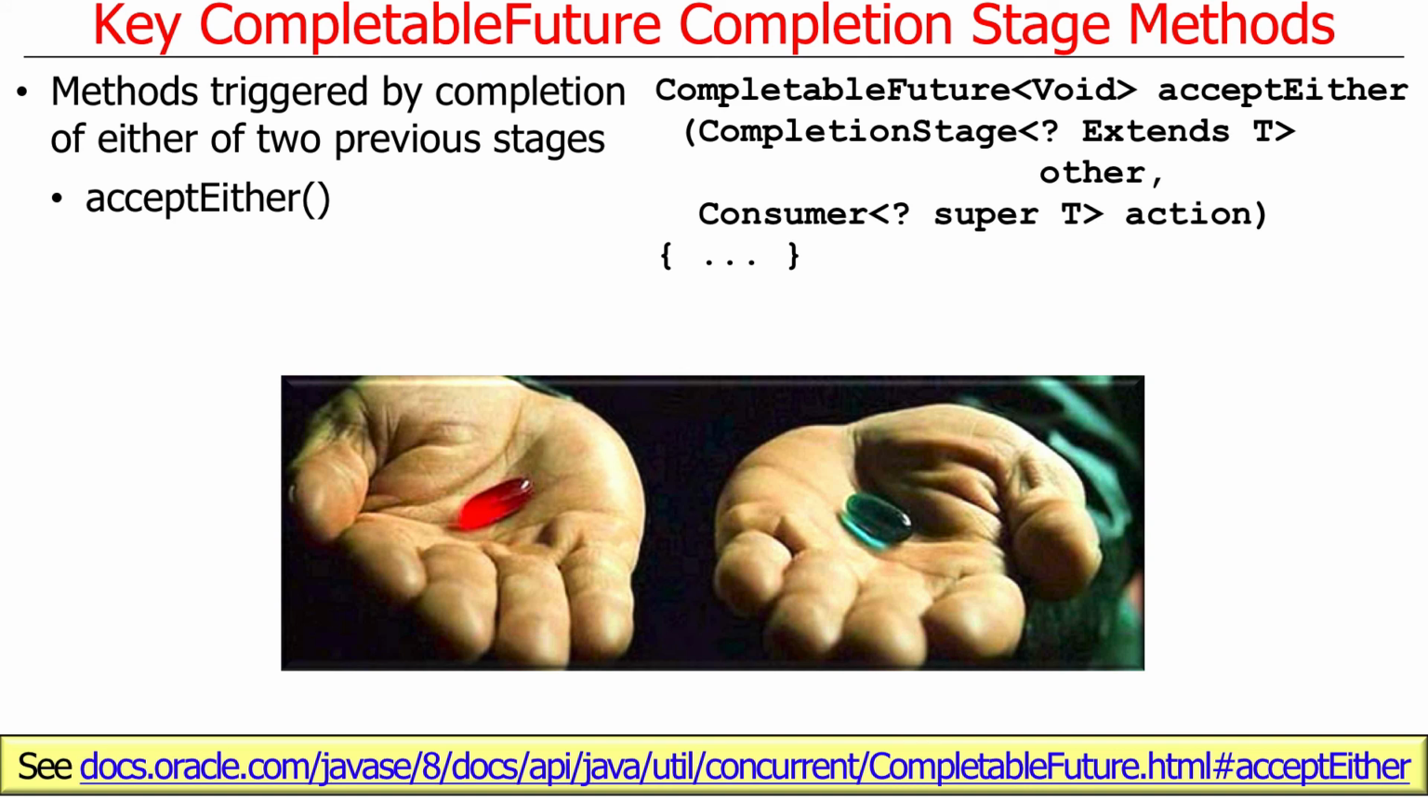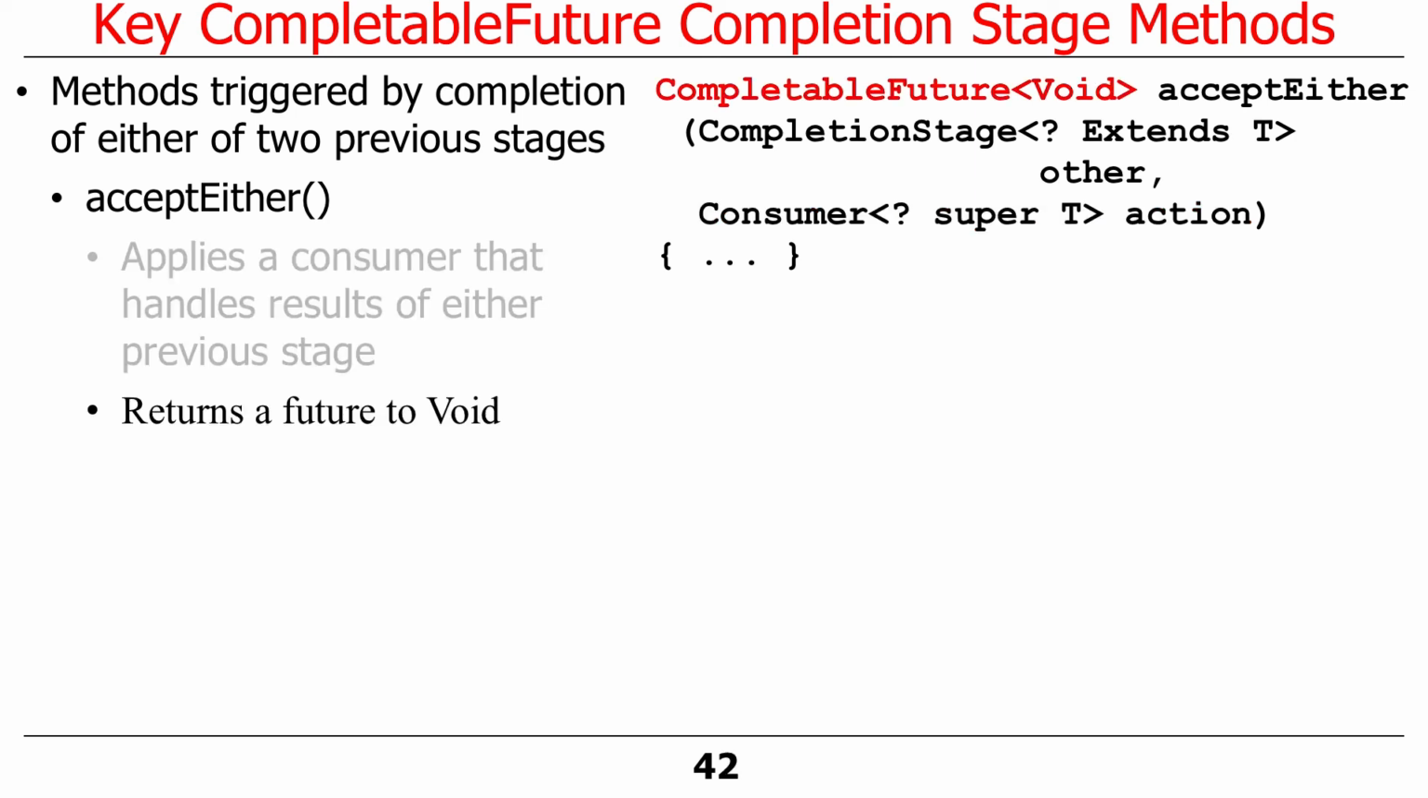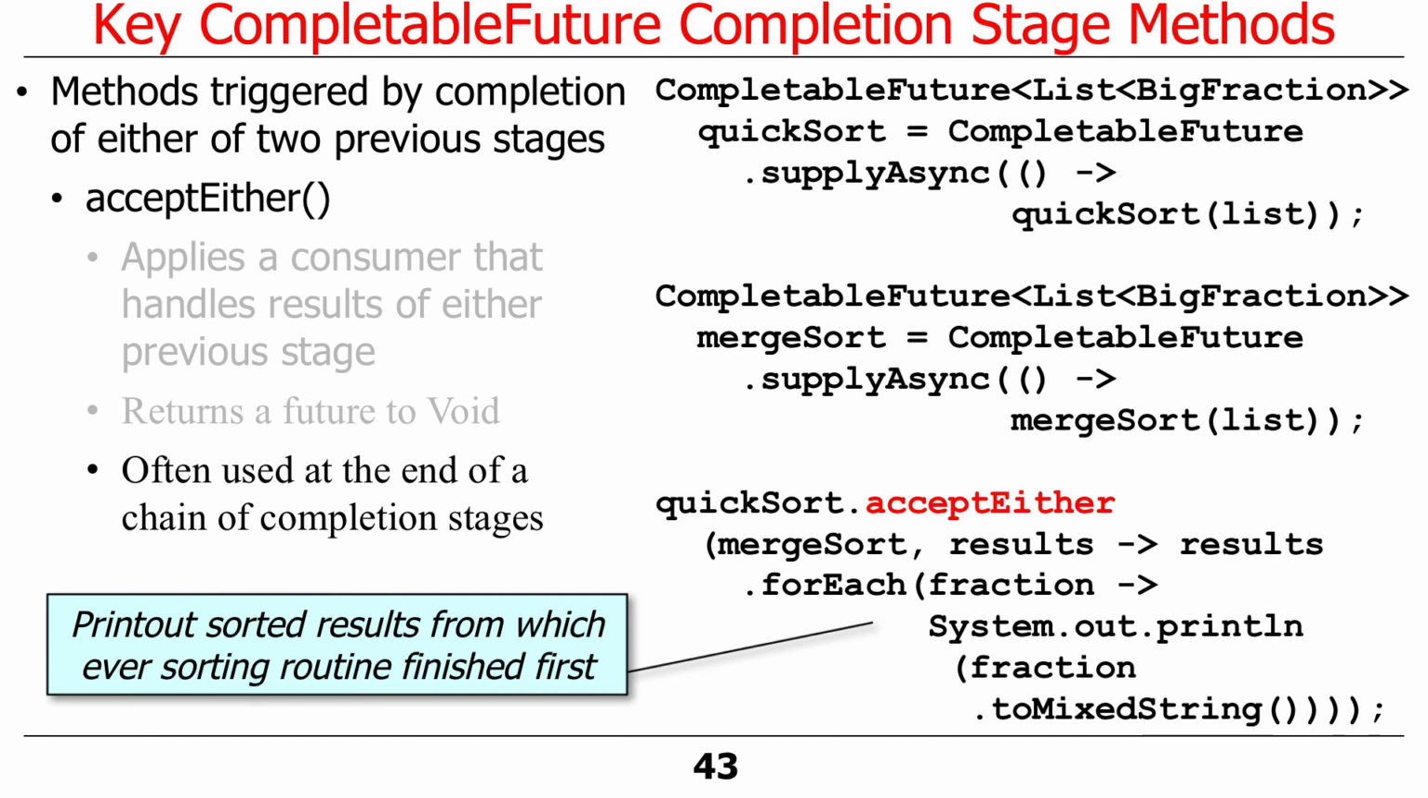That's both of them. And then the last thing we'll cover here, and then we should pretty much be done, is what you want to do when something's triggered by the completion of either of two stages, right? So this is now back to the Matrix, you know, red pill, blue pill, whatnot. You do either of them. And this basically applies a consumer action that handles the results of either previous stage, whichever one finishes first. And this returns a future to void, so it doesn't actually return a value. I mean, it just returns that it finishes. And it's often used at the end of a chain of completion stages.